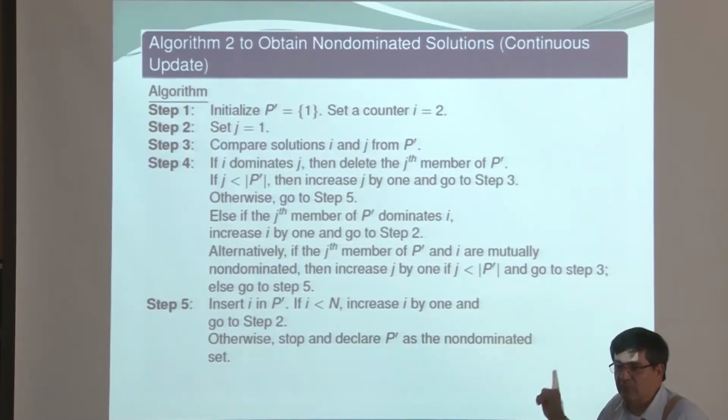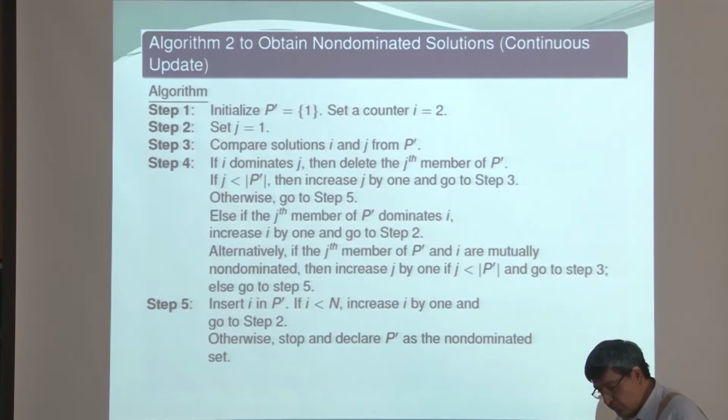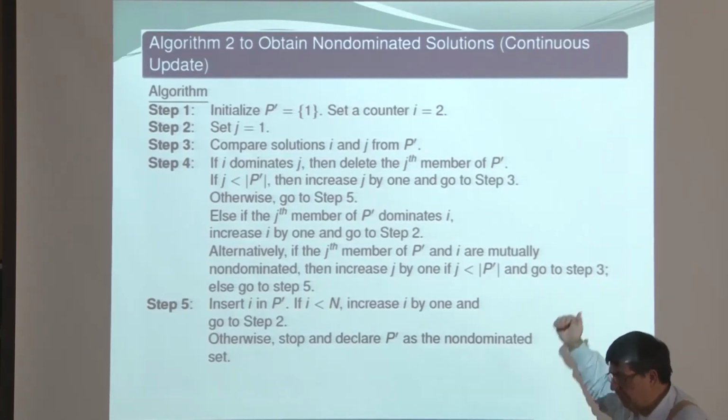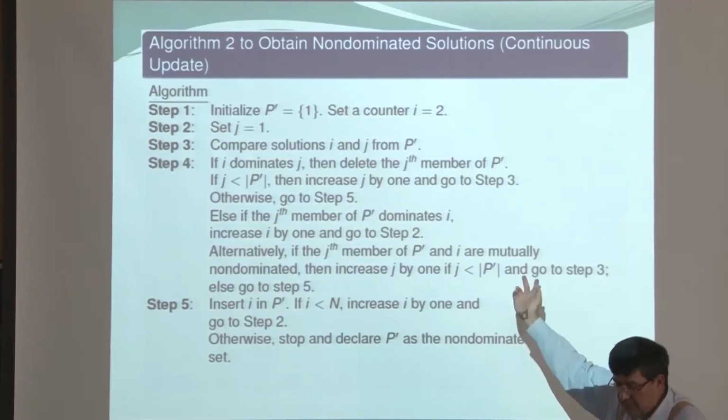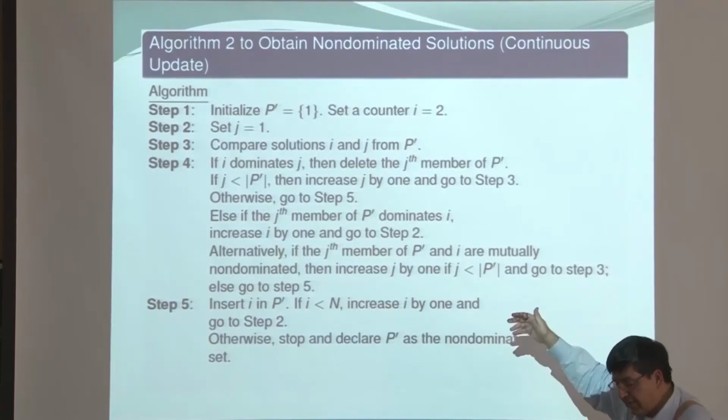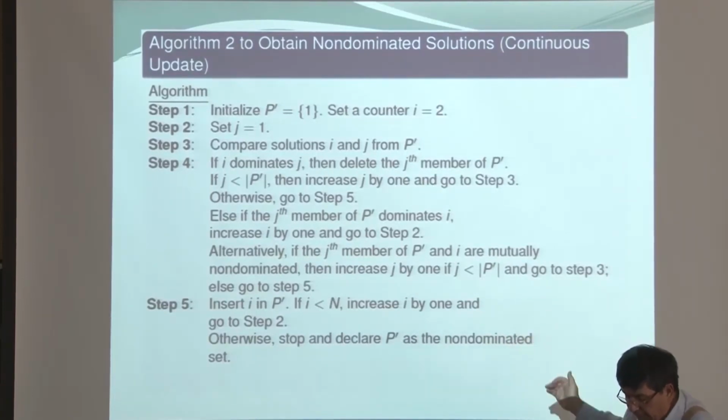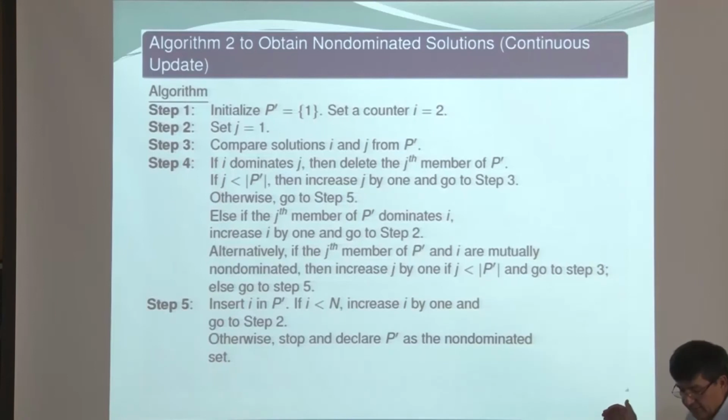Now I equals 6. You check again, so it's solution 6 with respect to the first solution in P prime. Check in the two directions. j is 1, 2, 3, 4, 5. And then it turns out they are mutually non-dominated, is this step, and you add solution 6. So you have 1, 2, 3, 4, 5, 6. So far, so good. Everybody has been added, okay?